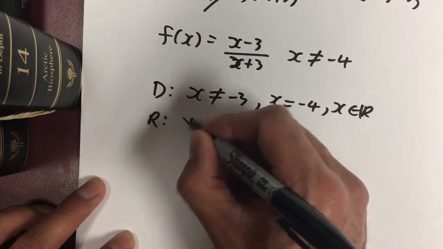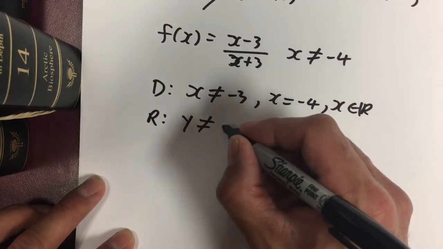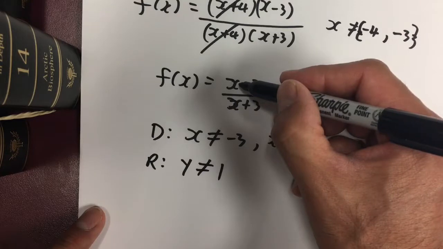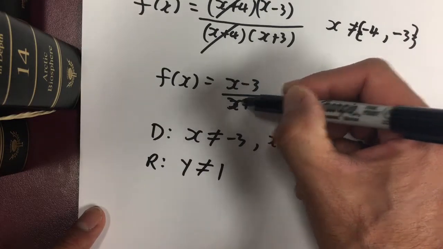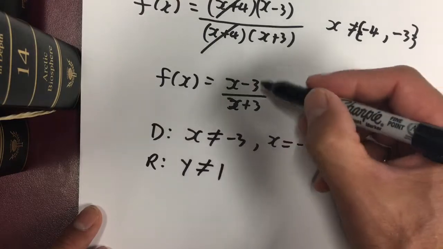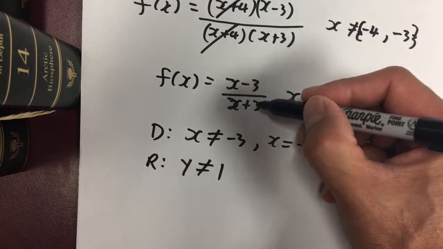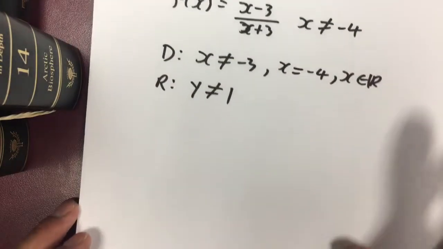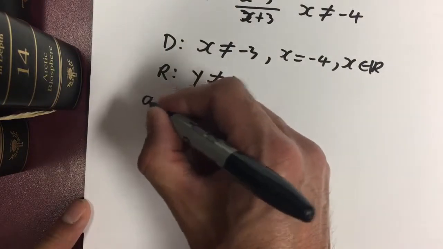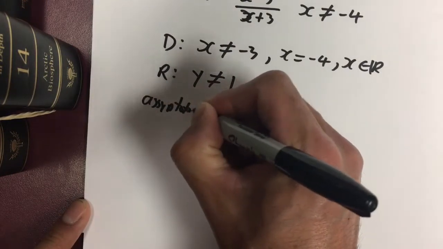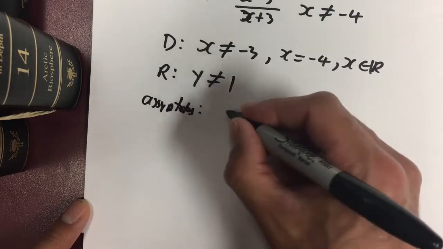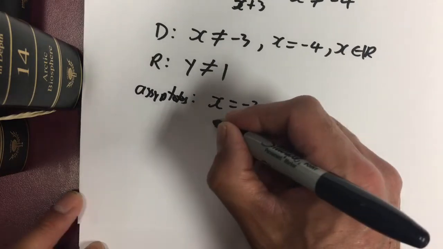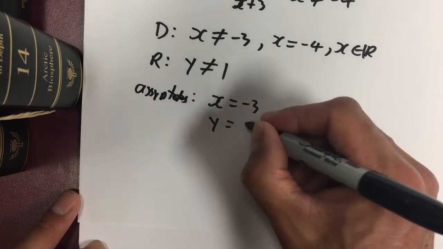Our range is that y is never equal to 1. I know that because if I put in a large value for x, we get close to a large number over itself, which approaches 1. It's never quite equal because we're subtracting and then we're adding, but it gets arbitrarily close to it, so that's going to be an asymptote. So that leads to the asymptotes. We have a vertical asymptote where x is equal to negative 3, and a horizontal asymptote where y is equal to 1.